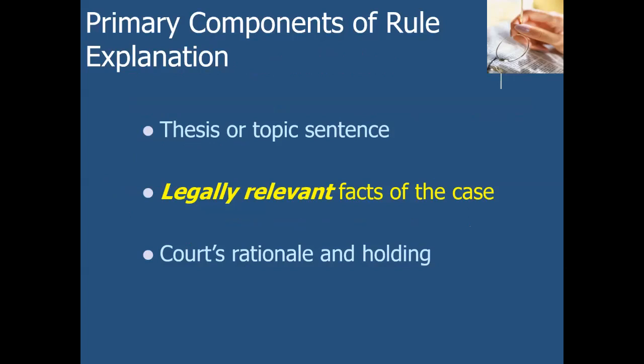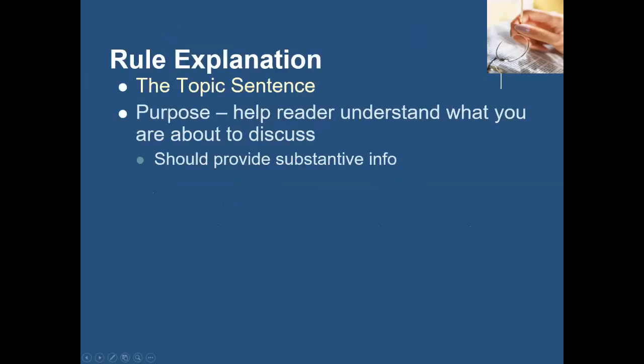So here are the three primary components of a rule explanation section: a thesis or topic sentence, legally relevant facts of the case, and the court's rationale or holding. Trying to shove all of this in a single sentence or two also usually does not work well. You need to give enough information about the case so the partner or the judge or whoever's reading it doesn't have to do their own research just to figure out what happened in the case. It's almost like Goldilocks. You have to find the just right amount of information.